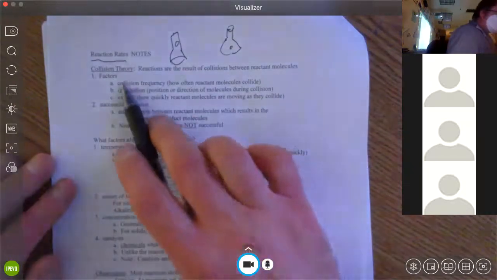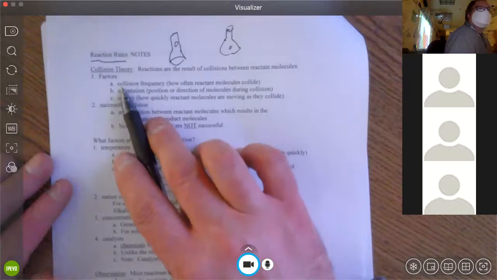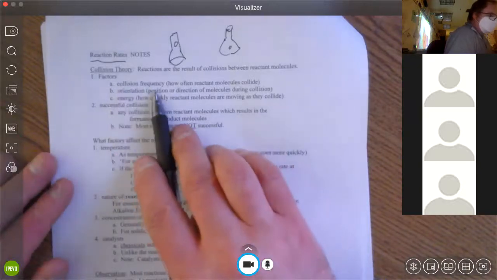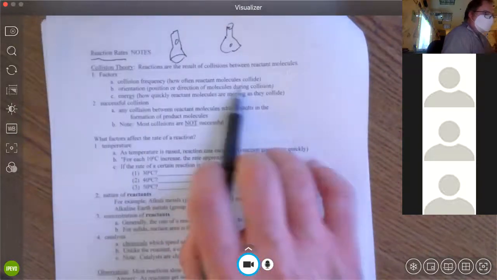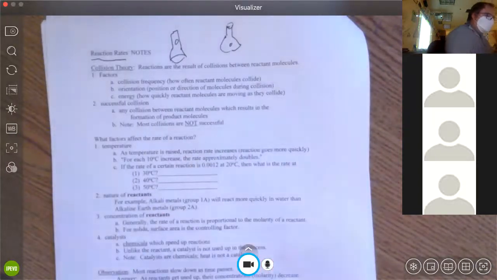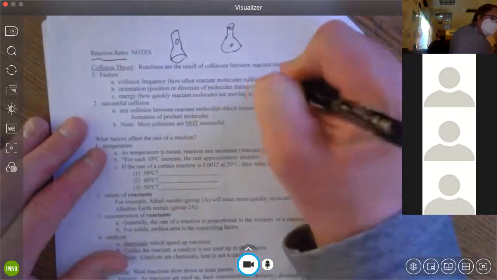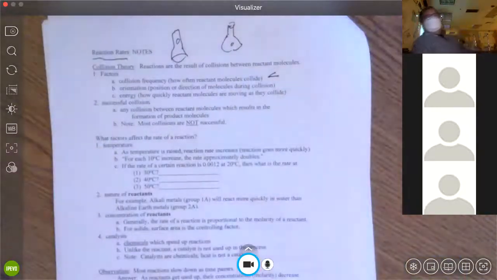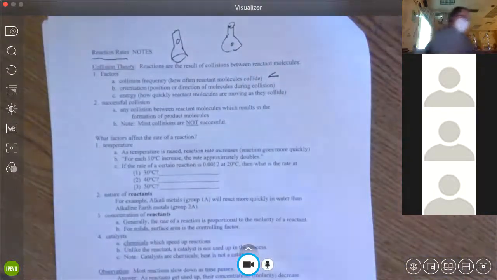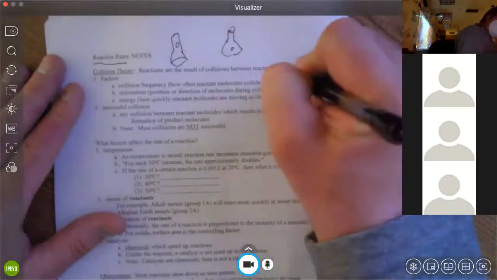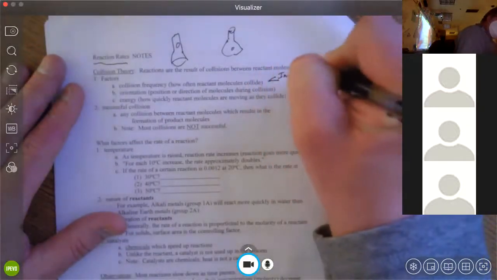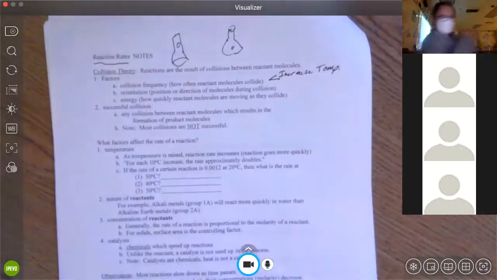All right. So in order for a reaction to occur, collision frequency is a factor. So how often do the reactant molecules collide? How can we affect collision frequency? Increase temperature. If we make the thing hotter, if we increase the temperature, what does that do to the particles? They move faster. Makes them move faster.